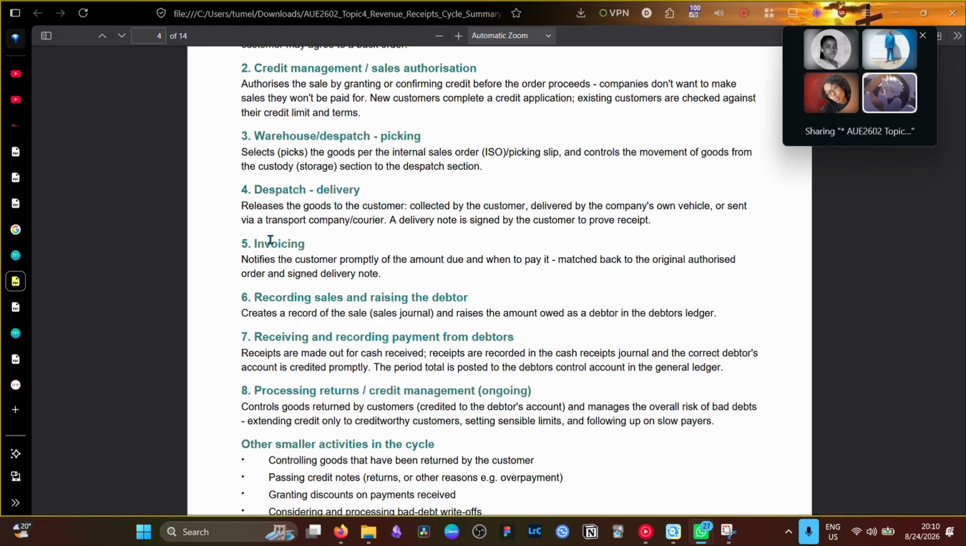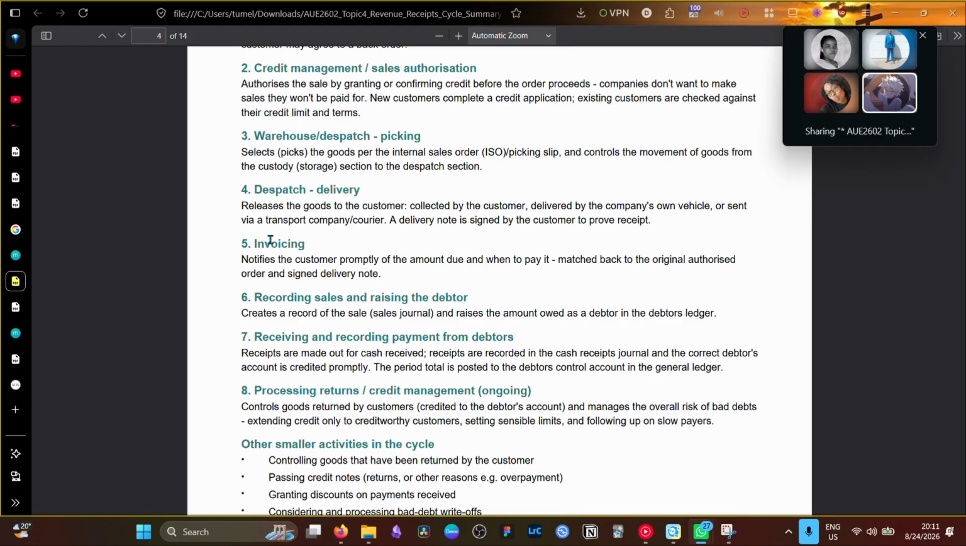What happens here is it notifies the customer prominently, quickly. It notifies the customer prominently of the amount due and when to pay it. Match back to the original authorized order and signed delivery note. I think that one makes sense, right?